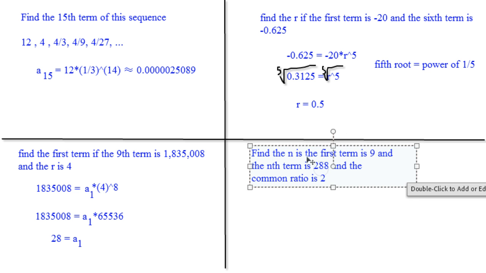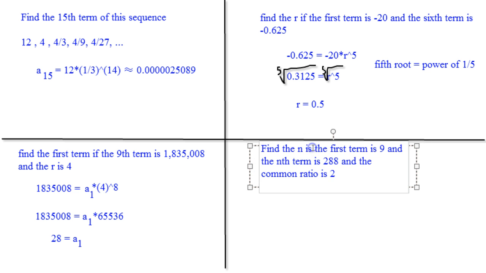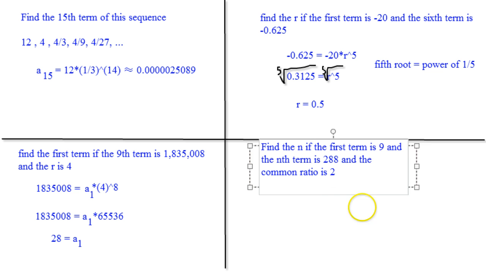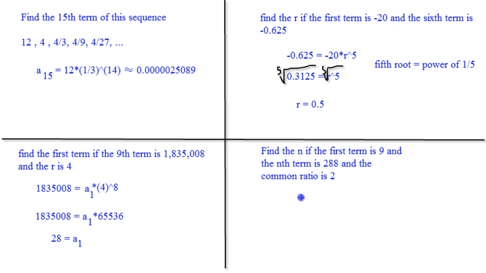if the first number is 9 and the nth term is 288 and the common ratio is 2. Okay. Alright, so you could do this. You could literally just put in that formula and just calculate it until you actually get it, and then you can count how many times you did it. But you could actually solve this one.